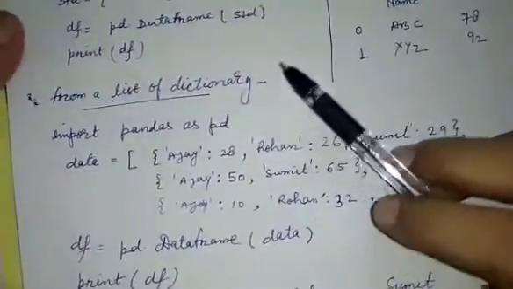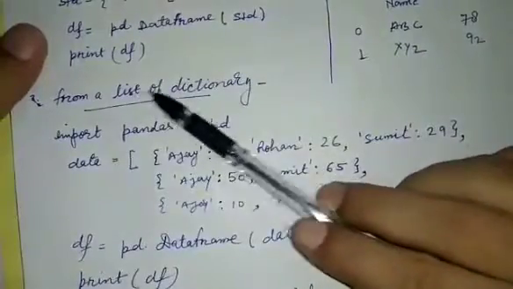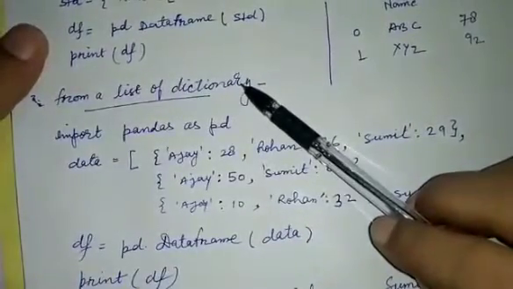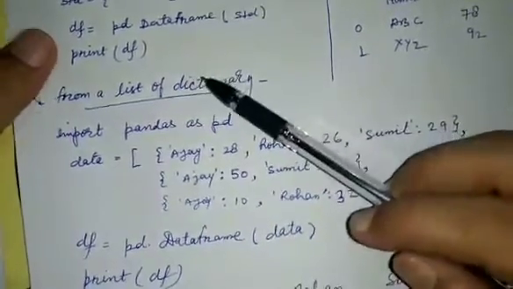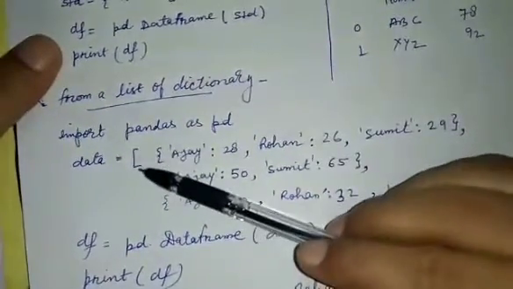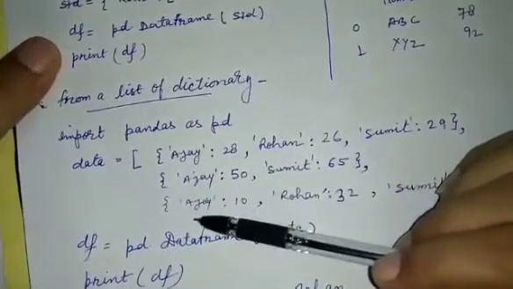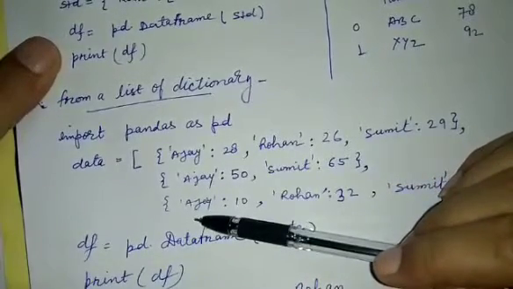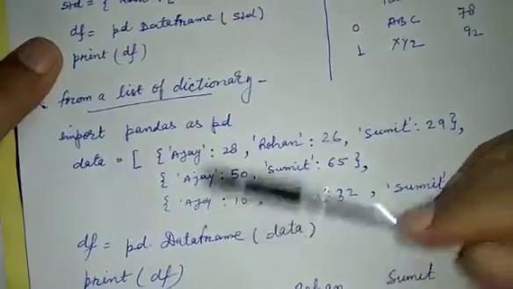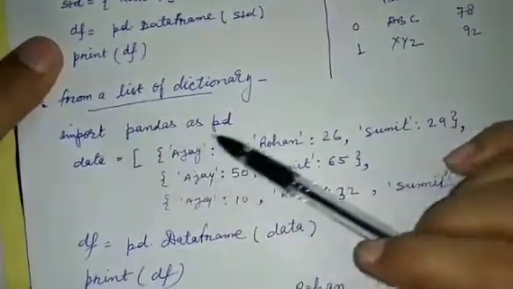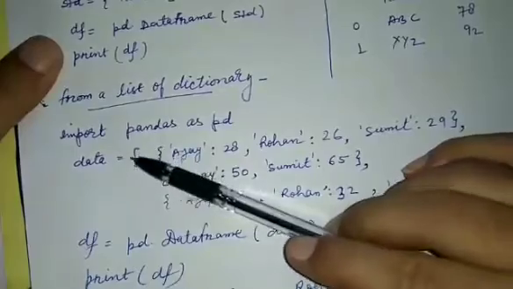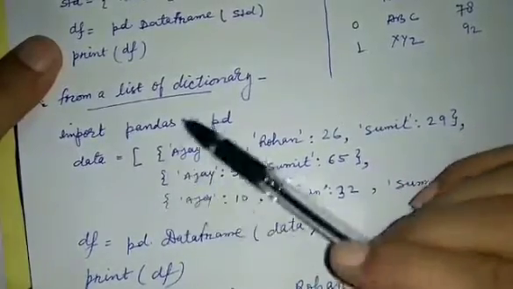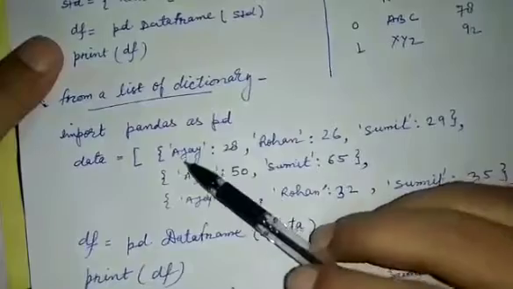The third option that we have is a list of dictionaries. In this method we will create a list of dictionaries and then a data frame will be created using the DataFrame method. Import pandas as pd, data is equal to a list of dictionaries. Now we create different dictionaries.